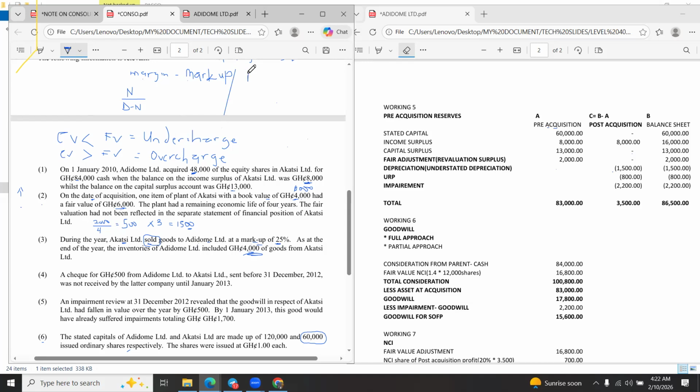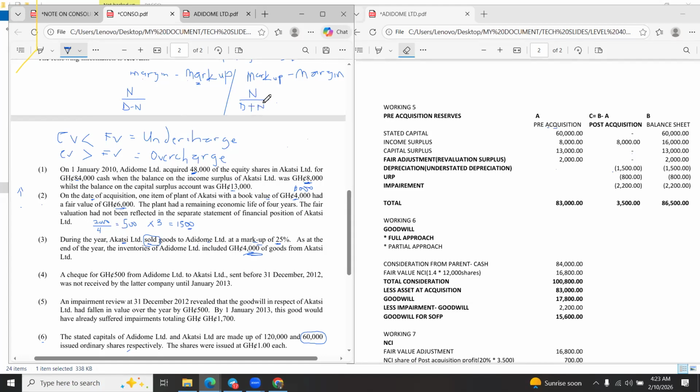But from markup to margin, markup is like a small brother of margin. It is the opposite. You add. So that one will be numerator over denominator plus numerator.